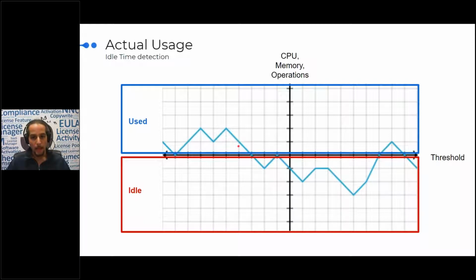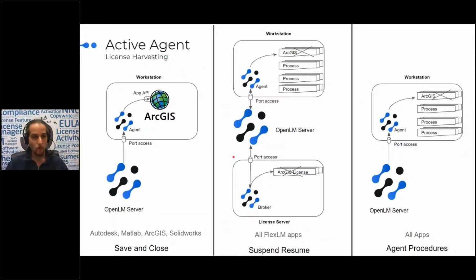So how can we do that? What did we see now? We saw the application be saved and closed, but this is only for 4 applications: Autodesk, MATLAB, ArcGIS, and SolidWorks. Why only 4 applications? Why not everything? It's a cool product. Why not for everything? Well, we developed a little API that connects to the application. In this case, ArcGIS, but it can be Autodesk, MATLAB, SolidWorks. We developed this API.